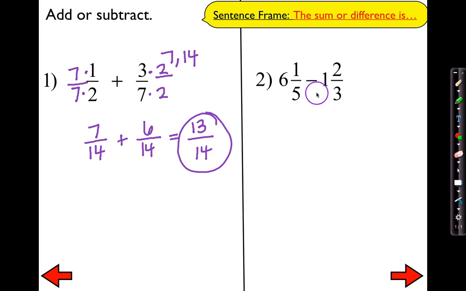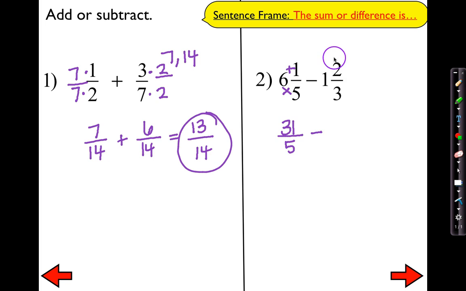So the very first thing that I want you to do whenever you see a mixed number, when we're adding, subtracting, multiplying, dividing, is your first step should be to turn that mixed number into an improper fraction. If you need a reminder, what that looks like is you're going to multiply the denominator with the whole number, 6 times 5. Then you're going to add the numerator. So 6 times 5 plus 1 is 31. So it's now going to become 31/5.